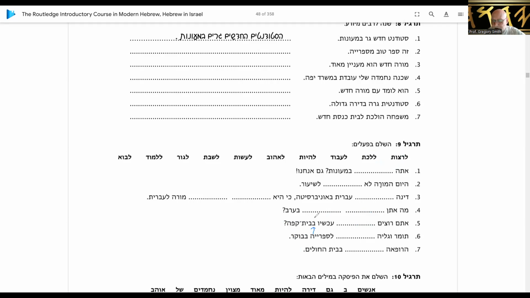Notice it takes the preposition to or in the coffee house. Now this says in the coffee house, not to the coffee house. So it's not leveit cafe. It's bebeit cafe. So in the coffee house. So I bet you it's not going to be lelechet. That doesn't make sense. Atem rotzim. Do you all want to go now? See, it doesn't say leveit cafe. It's you want to study now in the coffee house. I bet you it's going to be the study one, lilmod. That makes more sense.